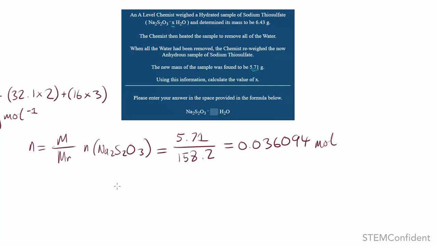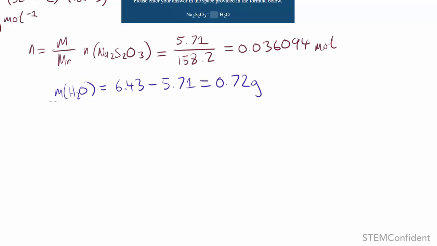So if you do 6.43 minus 5.71, that's going to give us 0.72, okay, and that's going to be in grams. So this is effectively the mass of the H2O, right? And now that we've got that, we can work out the number of moles for the H2O, right, using the same equation here. So we can say that the number of moles for H2O is going to be equal to 0.72 divided by the molar mass of H2O.